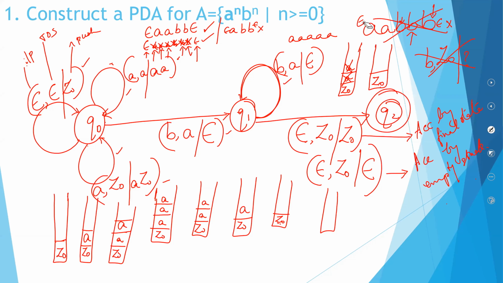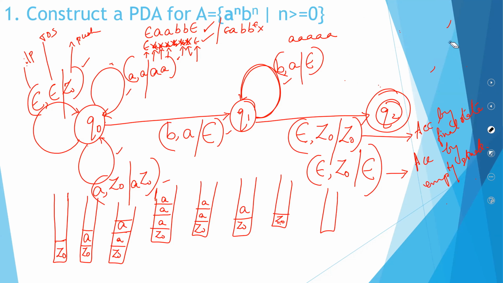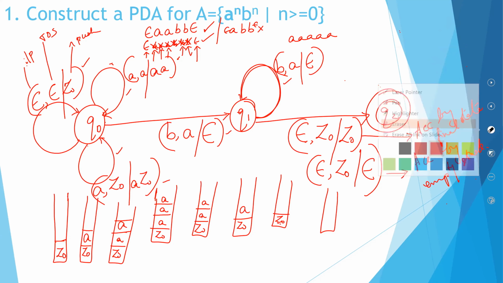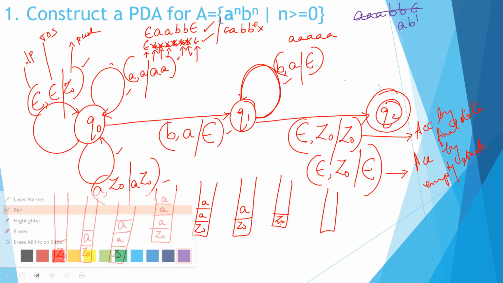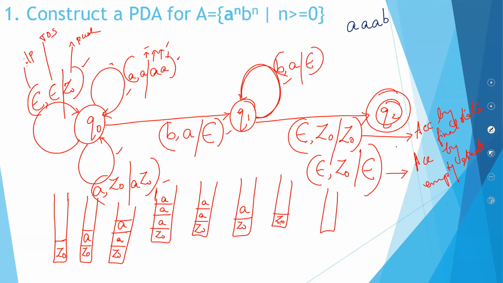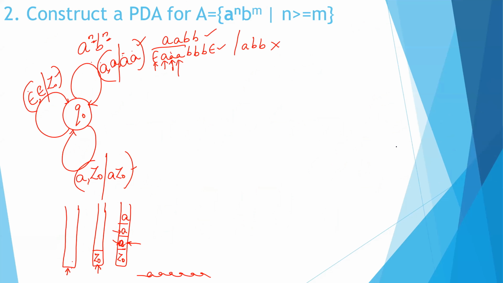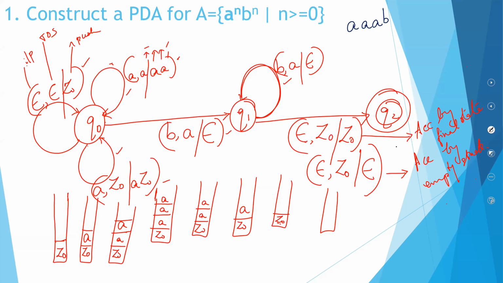Now, let's see another case. Imagine you have a string called AAA B. AAA B, as you all know, it is an invalid string. Now let's see.